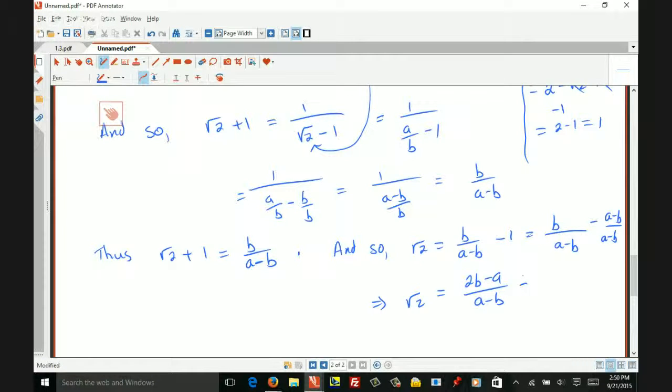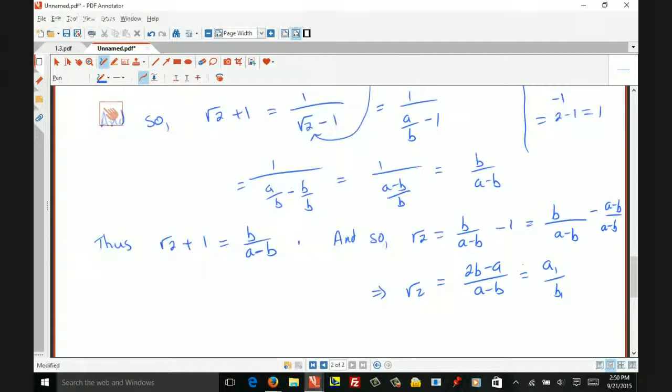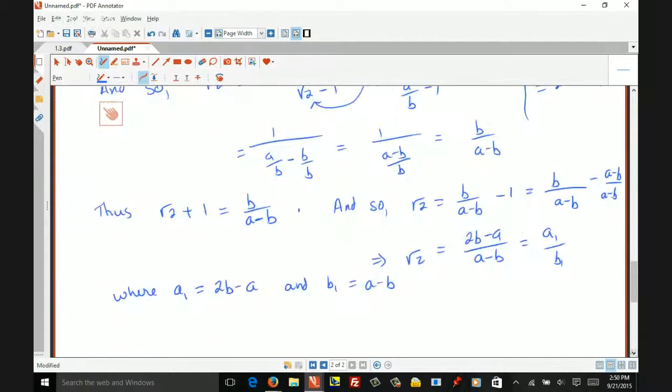I am going to call this a1 over b1, where a1 is equal to 2b minus a, and b1 is equal to a minus b. We're not too concerned about the b1. We're most concerned about the a1. What we want to know is if a1 is bigger than, equal to, or smaller than a. What's the relationship? What does it look like to you?